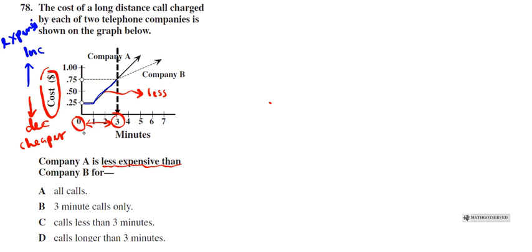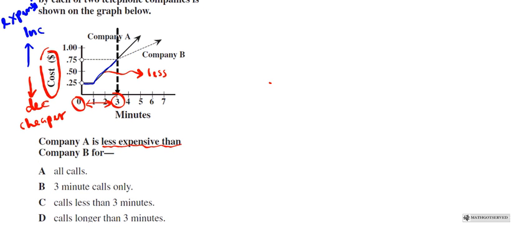So anything between 0 and 3 minutes, or anything less than 3 minutes, company A is cheaper. So where is that? Calls less than 3 minutes. Company A is cheaper. And then when you go a bit more than 3 minutes, company B is below, which means it's cheaper than company A. So C is the answer for this one.